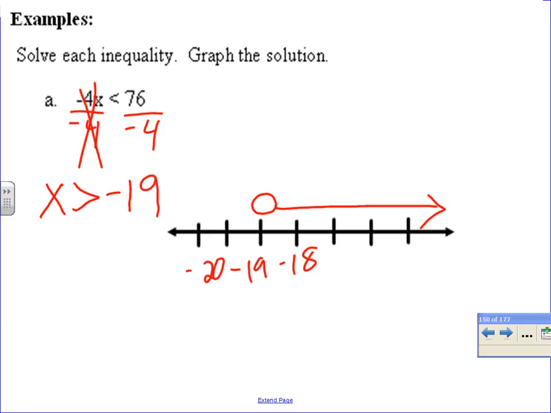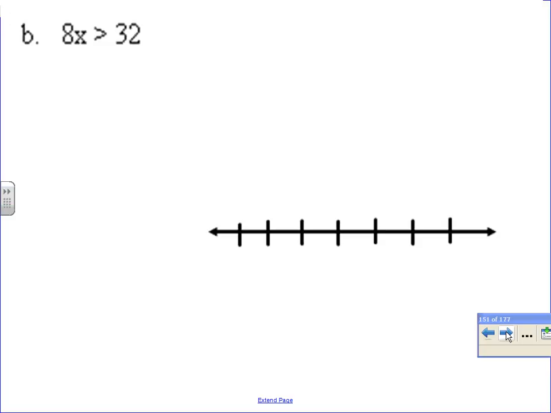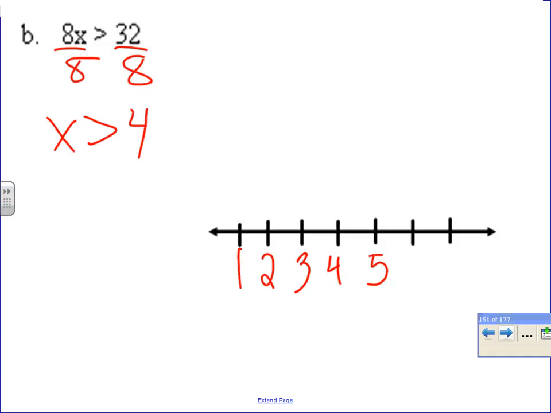Okay, letter B. How do we solve this? I know some of these are too easy. Emma H, how do we solve this? Good, divide both sides by 8. Is the inequality sign going to flip on this one? Who can tell me why not? Emma M? Good, you're dividing by a positive, so the inequality sign is not going to flip. So Breyer, if x is greater than 4, what goes above 4 on the number line? Good, open circle going to the right.